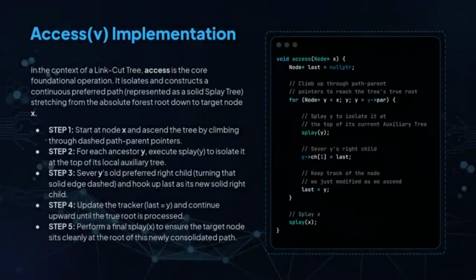The implementation, let's look at how this is implemented in code. Access of X isolates and constructs a continuous preferred path represented as a solid splay tree stretching from the absolute forest root down to the target node X.